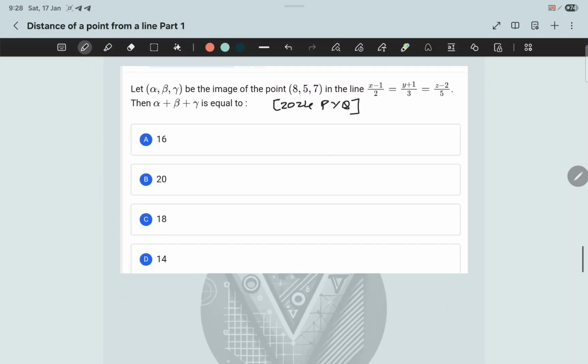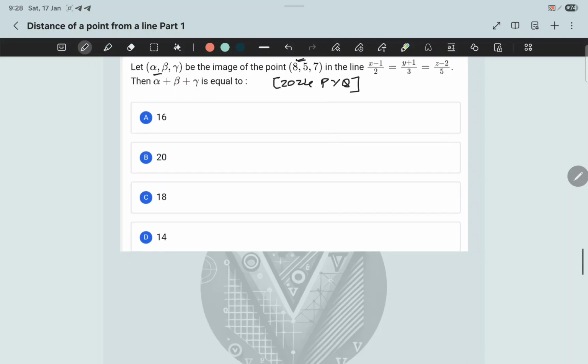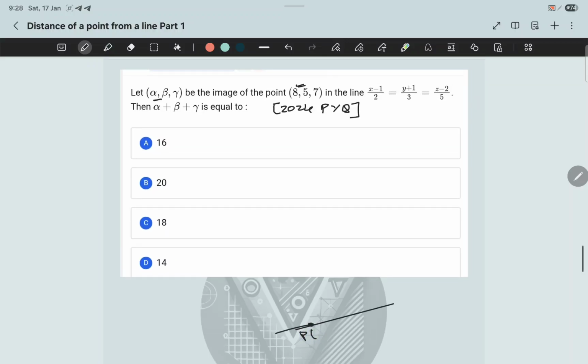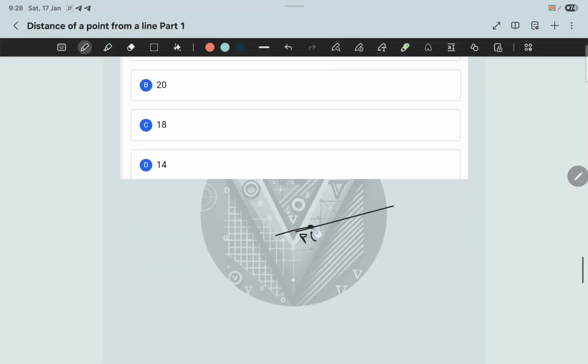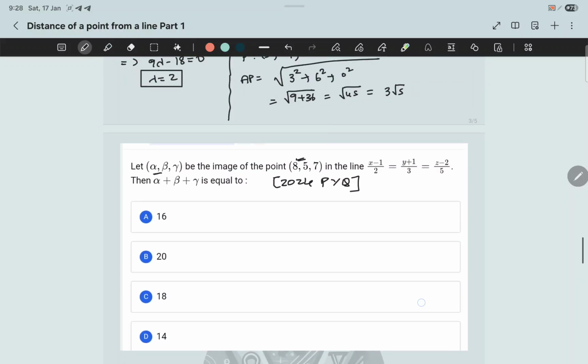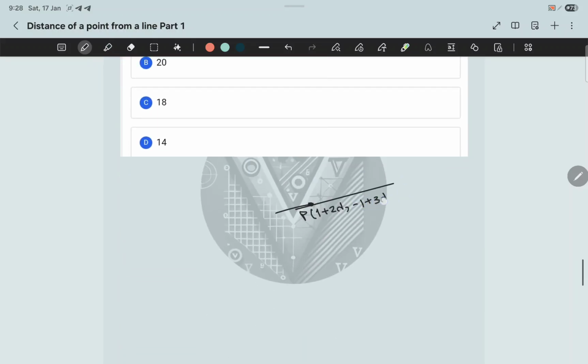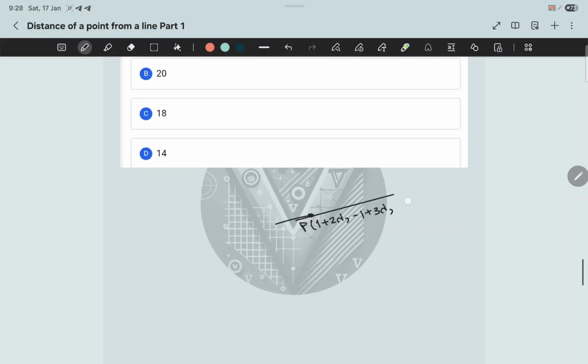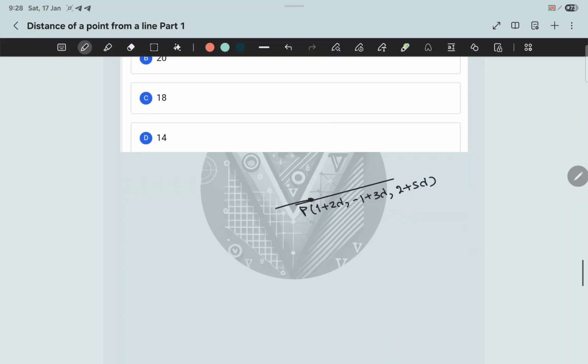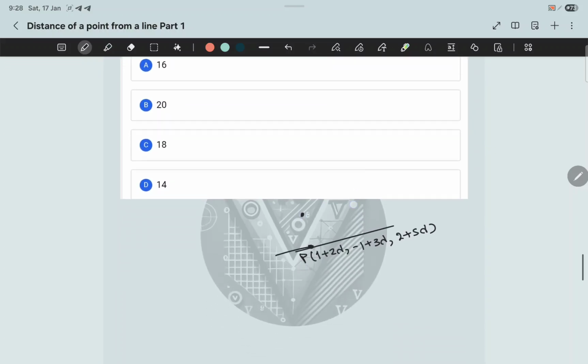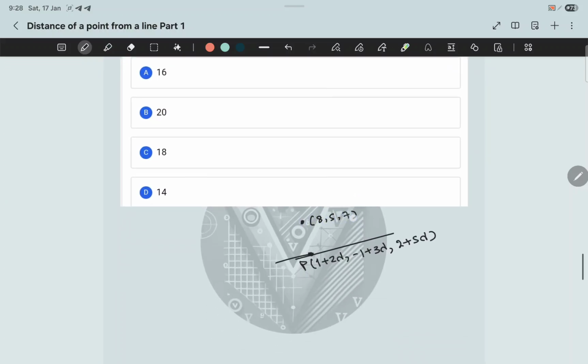He is asking us to find the image of alpha. He is telling that alpha, beta, gamma is the image of this point with respect to this line. So very simple. Now any point on this line can be written in this way, that is x1 plus a lambda, that is 1 plus 2 lambda, next minus 1 plus 3 lambda, and next 2 plus 5 lambda. So this is the given point, that is 8 comma 5 comma 7. So first we will find point P.